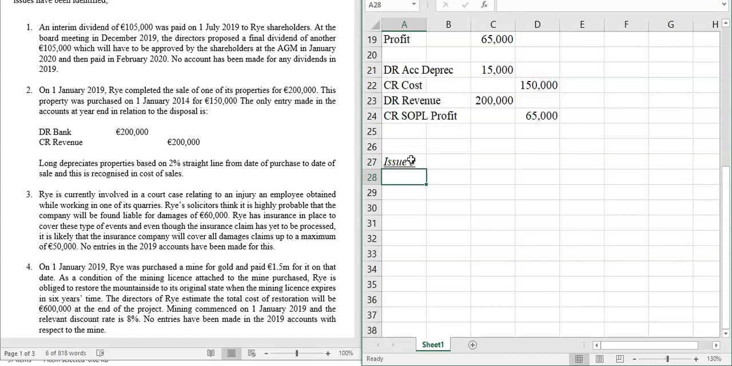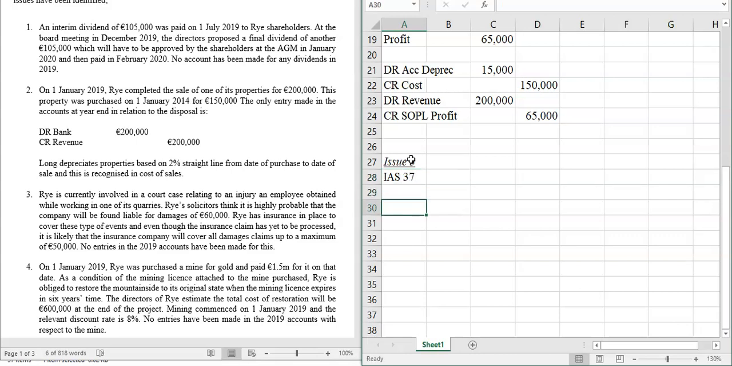So they're currently involved in a court case related to an injured employee while working in one of its quarries. And the solicitors think it's highly probable that they will be found liable for damages of 60 grand. The company has insurance in place and they will cover all damages up to a maximum of 50,000. But the insurance claim has not yet been processed. No entries have been made for this. So this is clearly IAS 37.